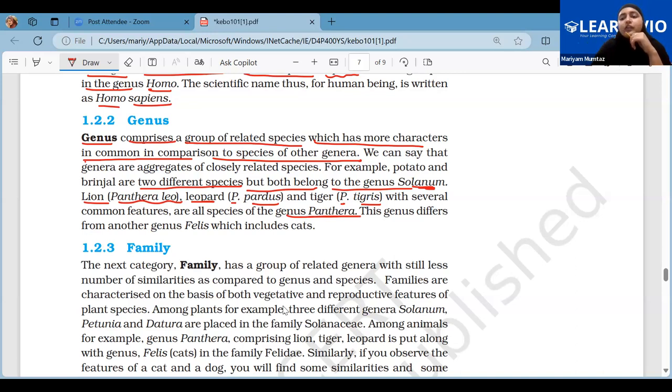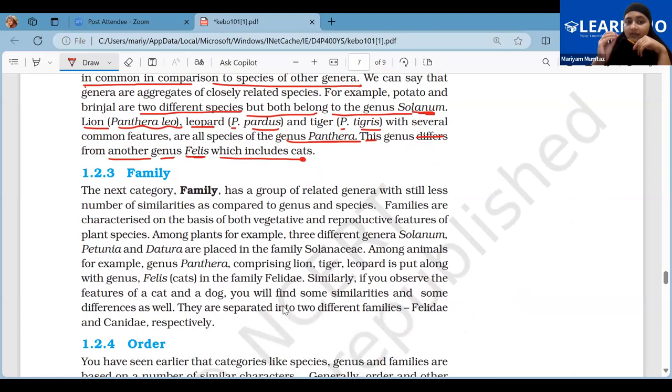If you look at a lion and a tiger, you can clearly see that they are very different, but they have one common thing: all of them are carnivores. They hunt and they belong to the genus Panthera. This genus differs from another genus, that is Felis, which includes cats. So again, cats and lions are very different from each other, but you'll see how they are connected to each other.